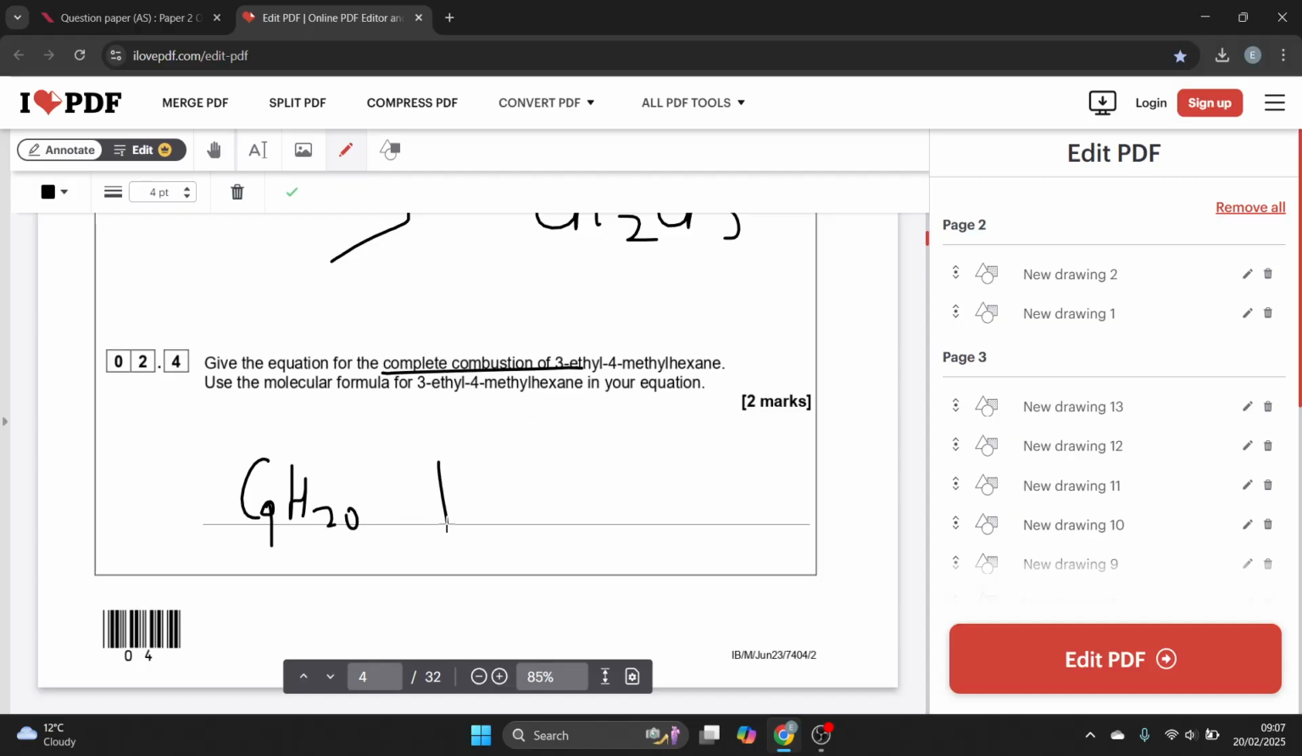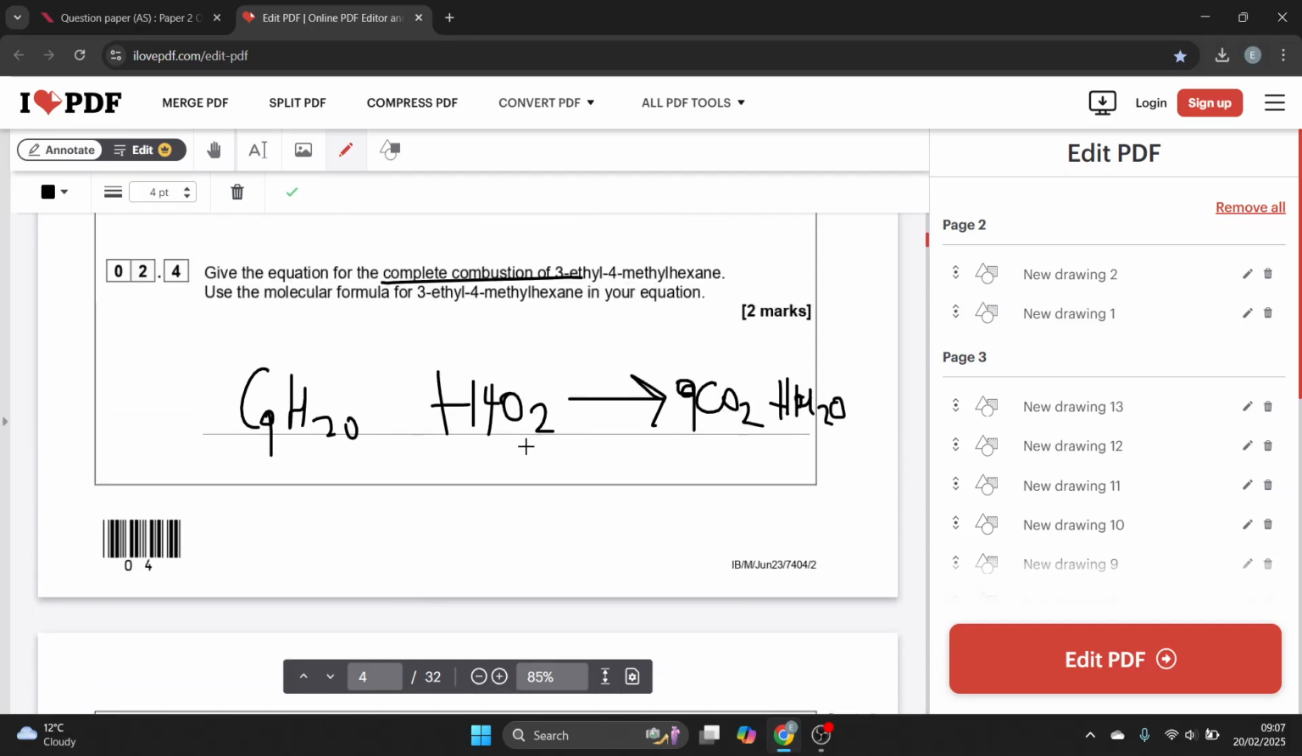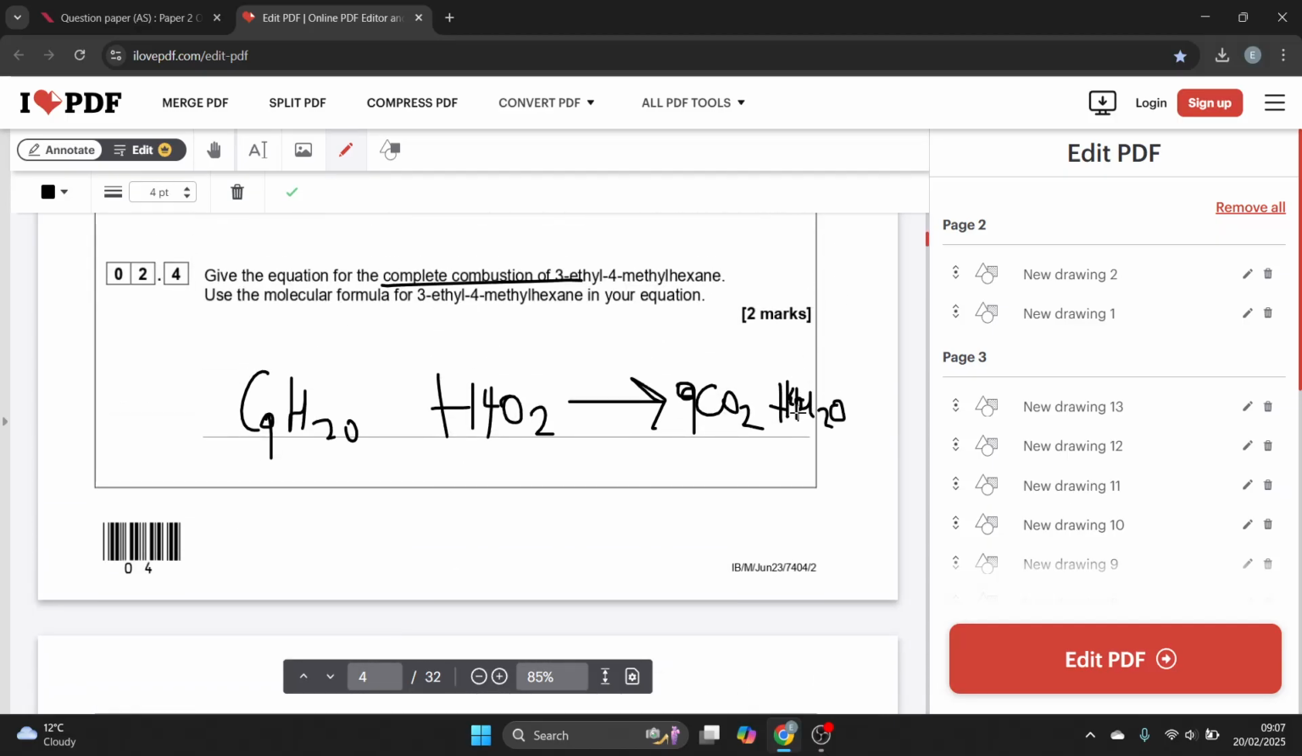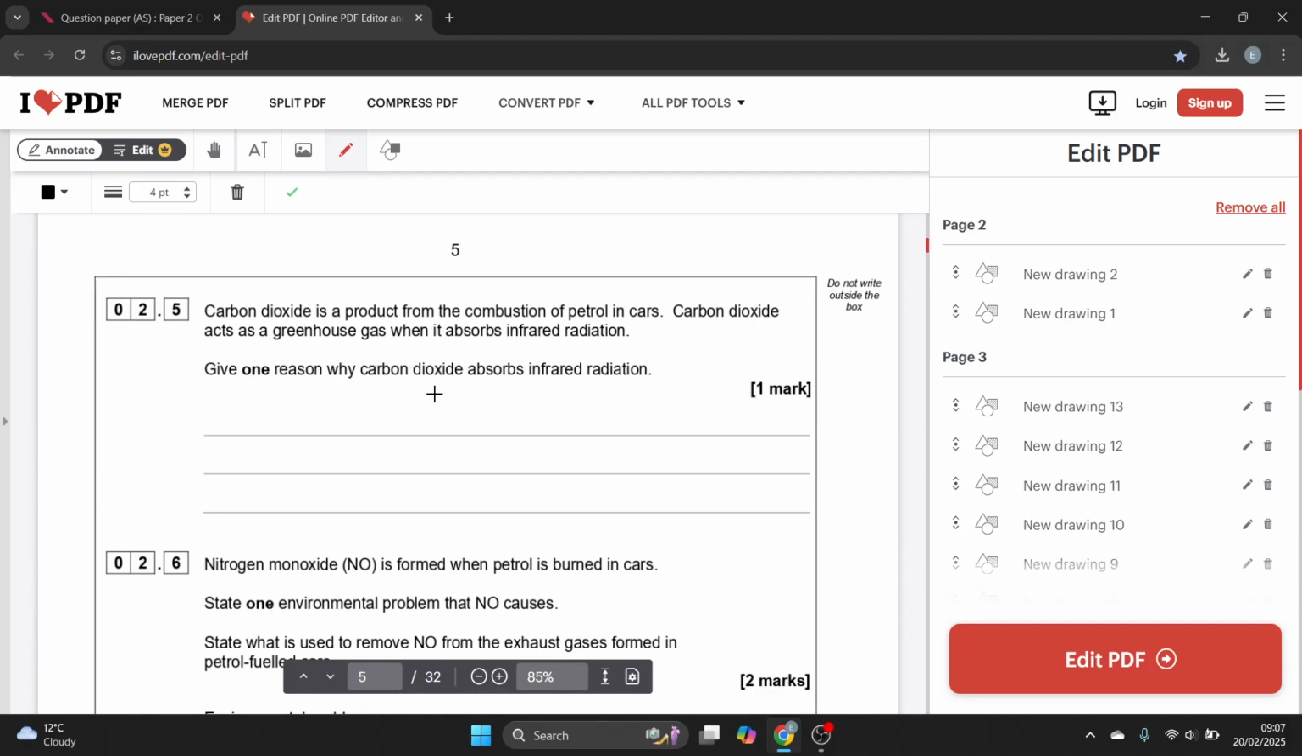Complete combustion, so I'm adding oxygen. Enough oxygen to ensure products are purely carbon dioxide and water. Got 9 carbons on the left hand side, so I need a 9 here. But I've also got 20 hydrogens on the left hand side, so I need a 10 here. Then I've got 28 oxygen, so I need a 14 here. And that should be a bit clearer. That's a 10 H2O.